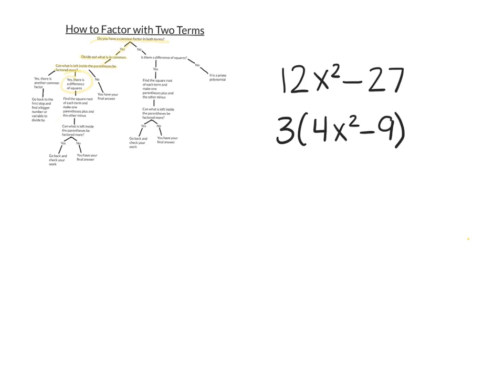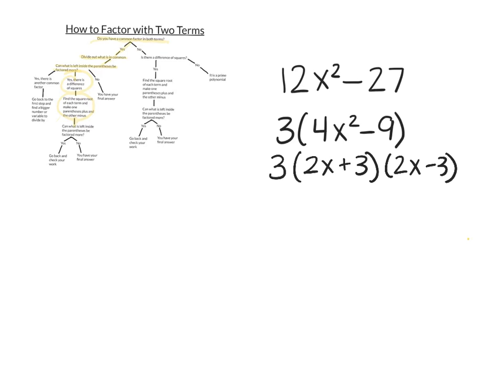There's a difference of squares. So I'm going to find the square root of each term and make one parentheses plus and the other minus. So this 3 stays the same. I'll take the square root of the first one, and then the square root of the second one. This parentheses will be plus, and this one will be minus. All right.